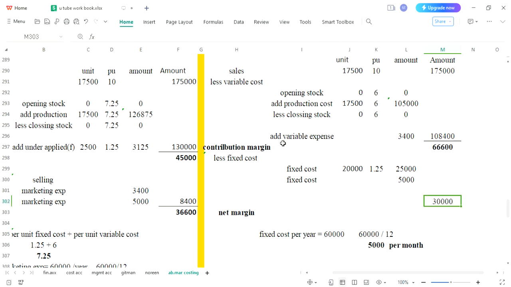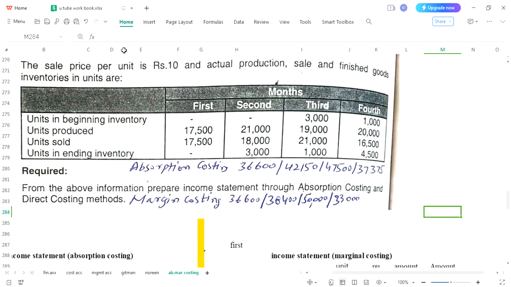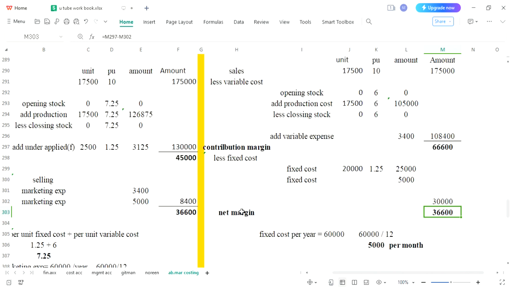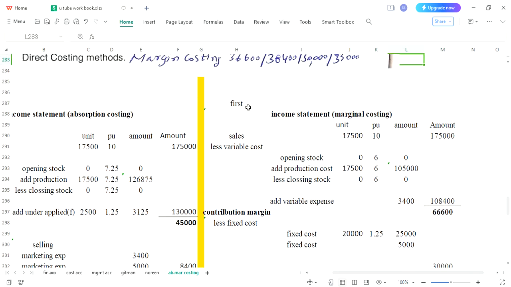It's time to calculate our net margin, which is the difference between contribution margin and fixed cost. Your contribution margin was 666 and you need to subtract your fixed cost, which is 30,000. So this way you have calculated your net margin, which is 36,600. It is the net margin for marginal costing first part. In this way our first part is completed, so we can mark it as completed.